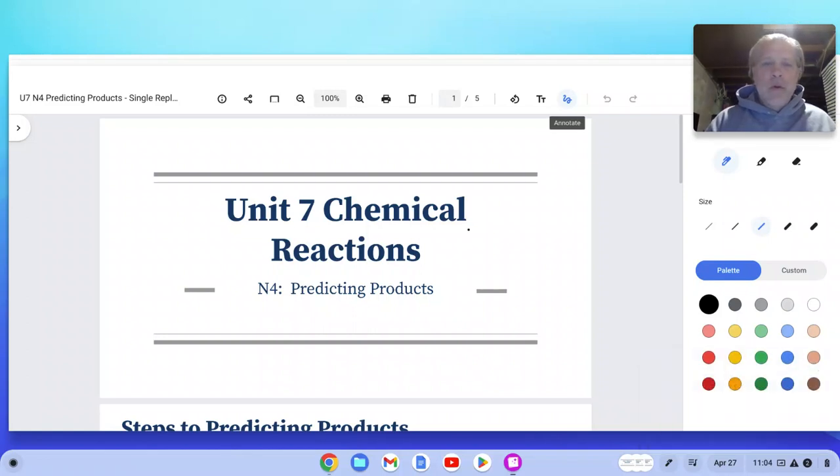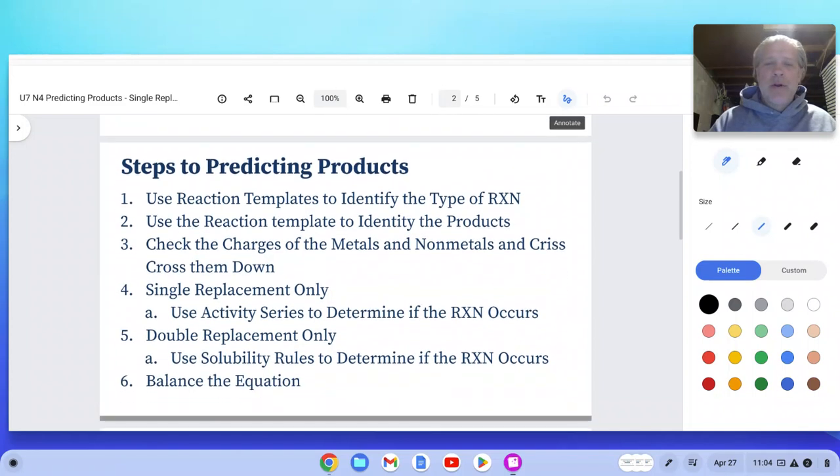All right, so we are now moving on to the third of 5 different types of chemical reactions and predicting products. In this video, we are going to talk about specifically how to predict the products of single replacement reactions. But once again, to review, we're going to always start by using the reaction template to identify the type of reaction, using the reaction template to identify the products, checking the charges of the metals and the nonmetals and crisscrossing them down.